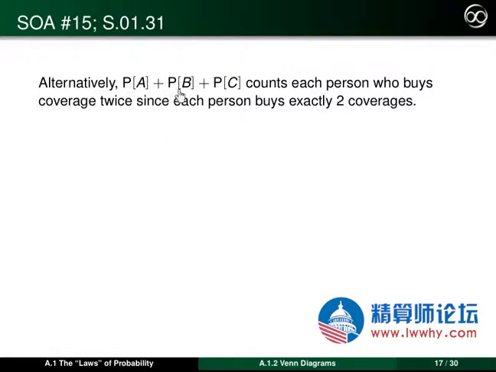What is the probability of A plus probability of B plus probability of C? Because each person either buys 0 coverages or 2 coverages, if I sum up my probabilities, that will count each person who buys coverage twice. Because if I bought A and B, I'm counted in the probability of A and the probability of B. If I bought A and C, I'm counted in the probability of A and the probability of C. If I bought B and C, I'm counted in the probability of B plus probability of C. So this counts each person who buys coverage exactly twice.